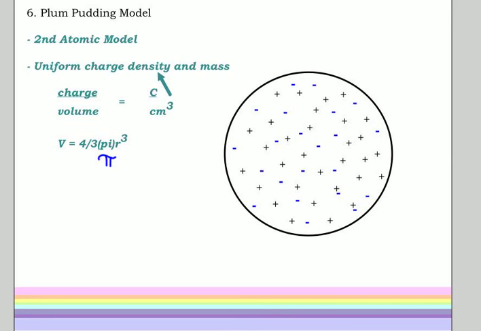And up here we have uniform charge density and mass. What that means is that J.J. Thomson said that the charge was equally spread out through the volume. So if you think of our volume of a sphere as 4/3 pi r cubed, he said that, okay, we have the pluses and minuses are just equally spread. It's not like half the atom is positive and half the atom is negative. Everything was equally spread out.